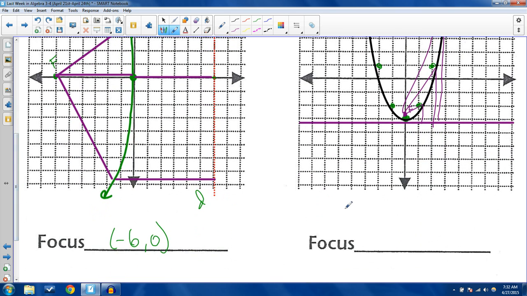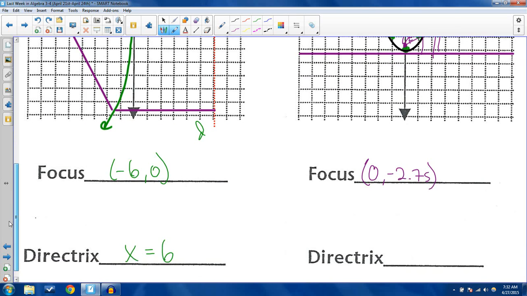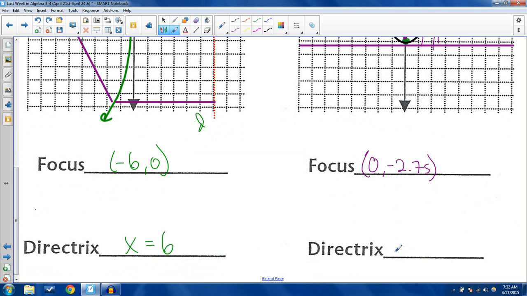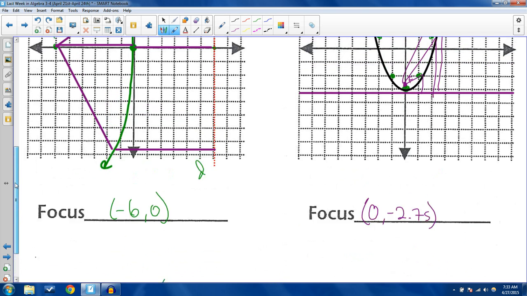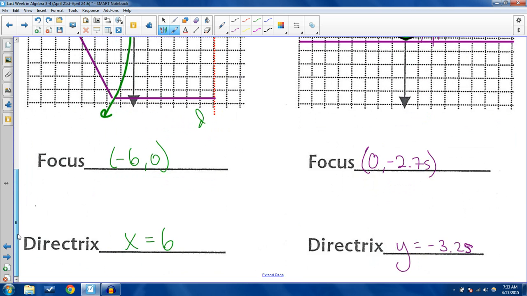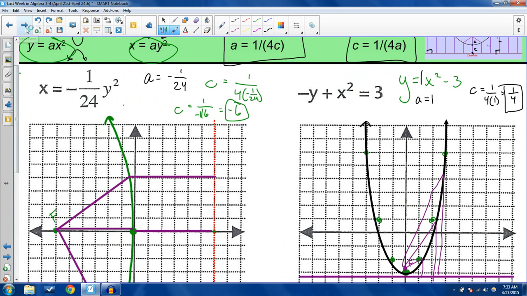So my focus is at the point you get by going 1/4 up from the vertex at 0, negative 3. So this is going to be at 0, negative 2.75, or negative 2 3/4. That's my focus point. My directrix line is the line y equals negative 3.25. I went a quarter down from negative 3, and there's my directrix line. So there's that information with that graph.